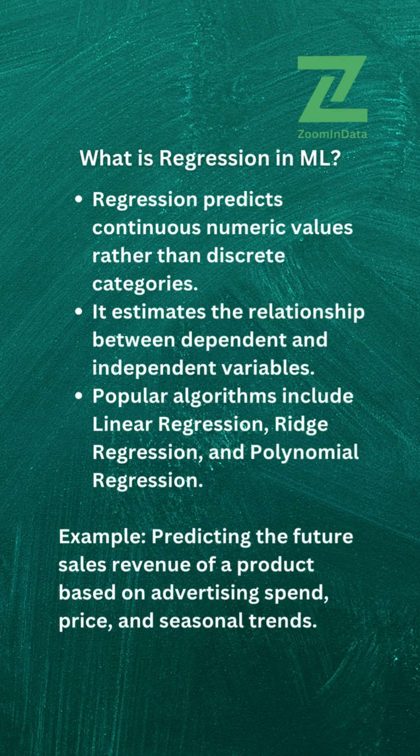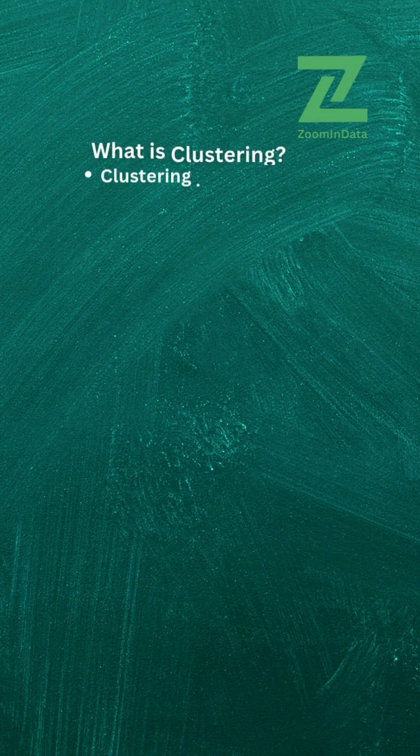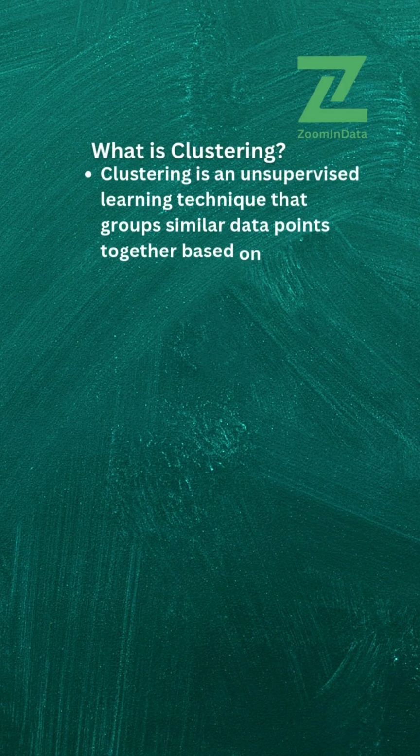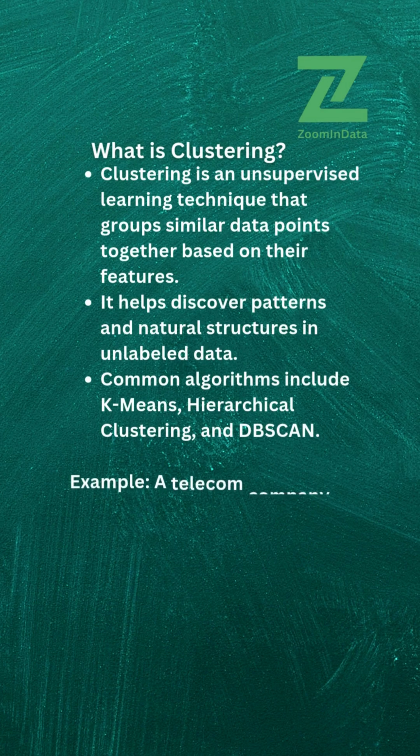Example: predicting the future sales revenue of a product based on advertising spend, price, and seasonal trends. What is clustering? Clustering is an unsupervised learning technique that groups similar data points together based on their features.